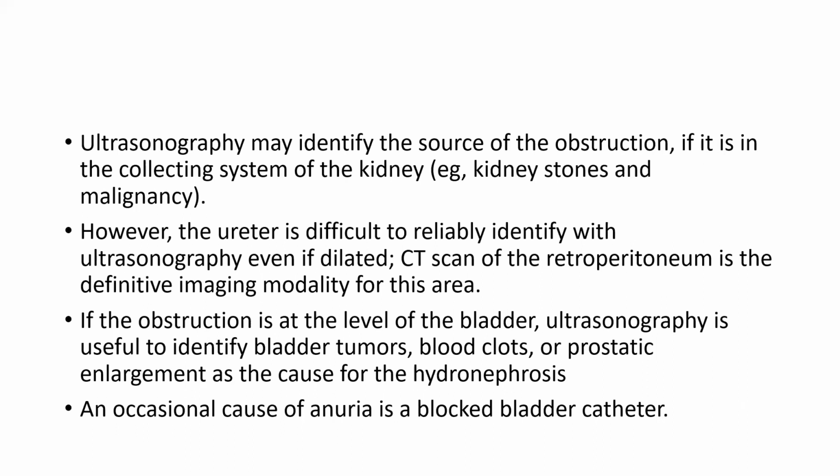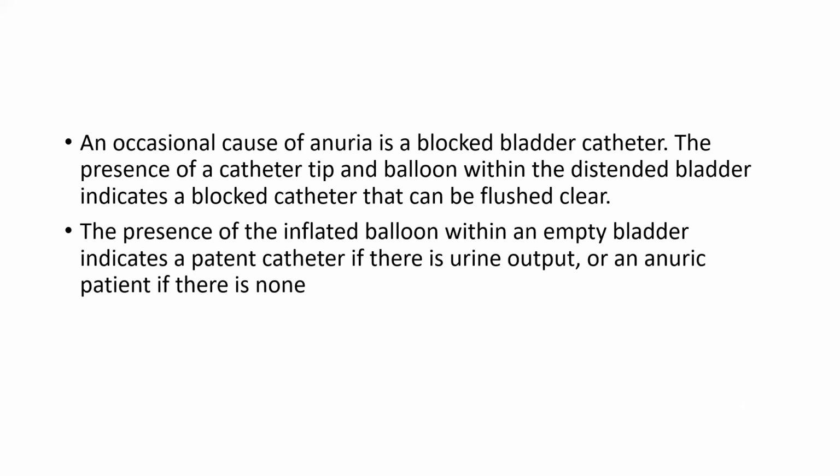An occasional cause of anuria is a blocked bladder catheter. The presence of the catheter tip and balloon within a distended bladder indicates a blocked catheter that can be flushed clear. The presence of an inflated balloon within an empty bladder indicates a patent catheter, and if there is urine output, an anuric patient if there is none.